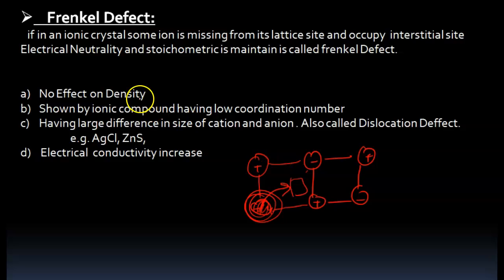Why does this defect occur? Because of no loss of ions, it has no effect on density. It is shown by ionic compounds having a low coordination number and a large difference in size of cation and anion. It is also called dislocation defect. This is important: Frenkel defect is also called dislocation defect. Some examples here: silver chloride and zinc sulfide. Next, electrical conductivity will increase.